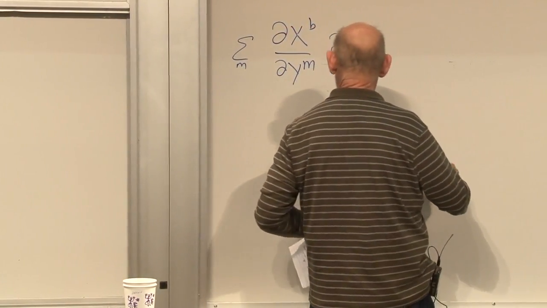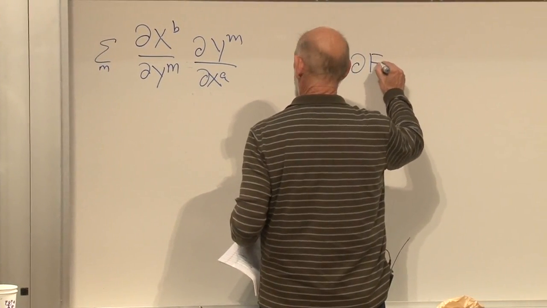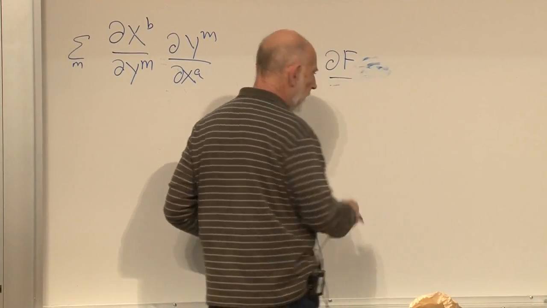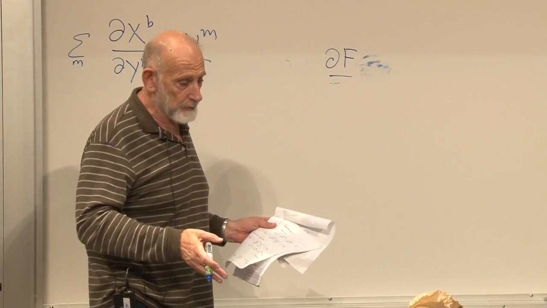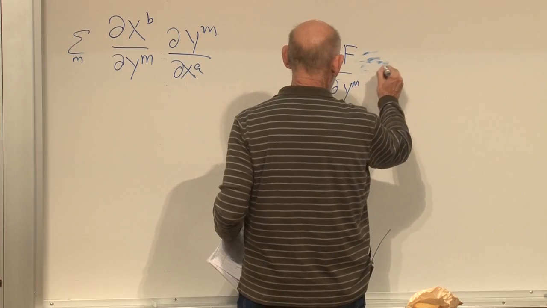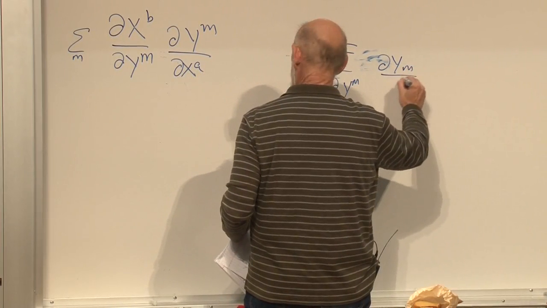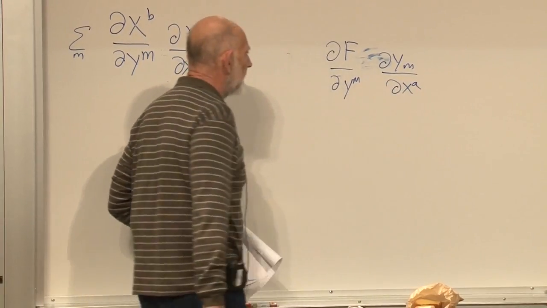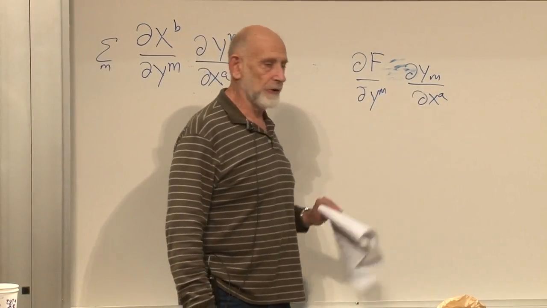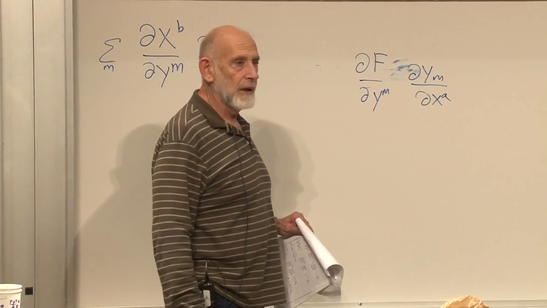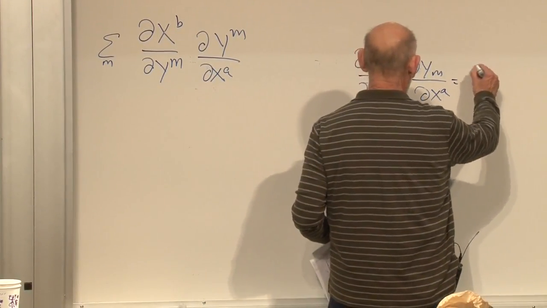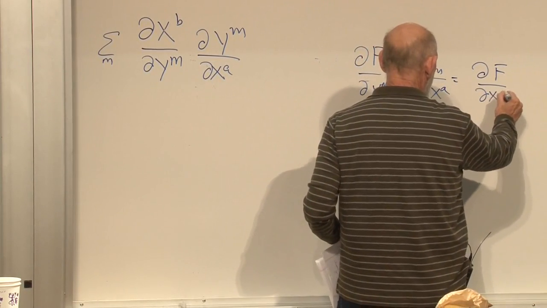I didn't hear what you said, but it's probably right. Let me write down a slightly more general formula. Let's take df. f is a function of x, but because x depends on y, it's also a function of y. ∂f/∂y^m times ∂y^m/∂x^a. You know what this is? The change in f when you change y a little bit times the change in y when you change x a little bit. What does that give you? It gives you ∂f/∂x^a.